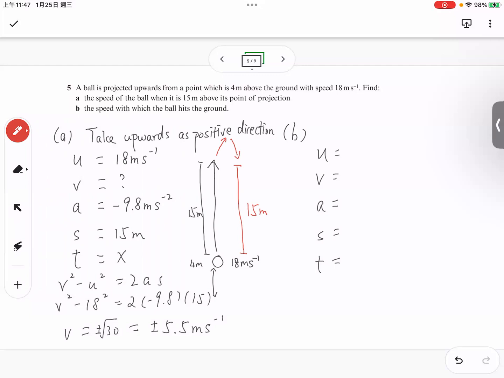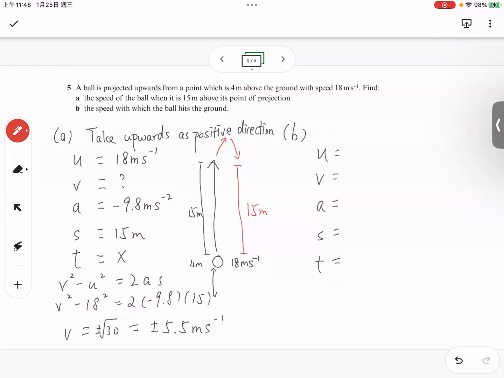So we will have two velocities for this one. The first one is when it goes up, that is 5.5 meters per second. The other one is when it goes down, that will be negative 5.5 meters per second. So make sure that you have two answers here. Don't just take the square root and keep the positive one. You must think based on the situation given. We have two times that it reaches 50 meters above the point of projection, so you must notice it.